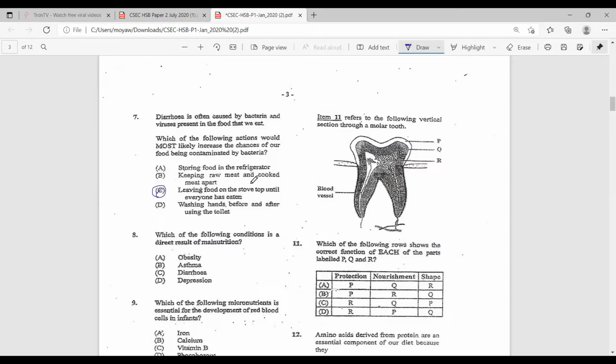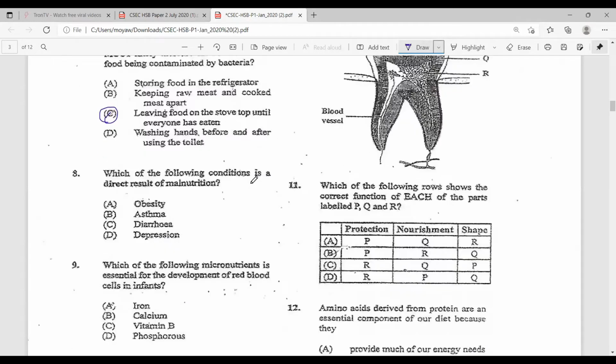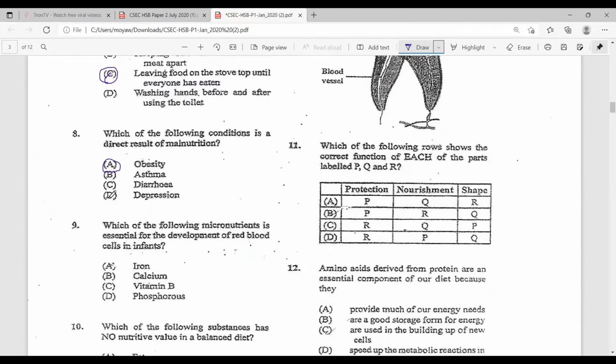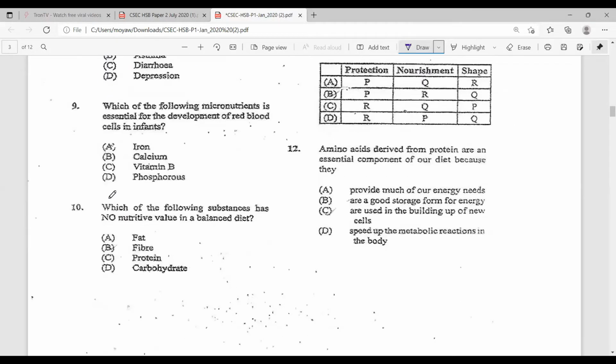Question 8. Which of the following conditions is a direct result of malnutrition? So we have A, obesity, B, asthma, C, diarrhea, D, depression. So because we're talking about malnutrition, it has to be obesity.